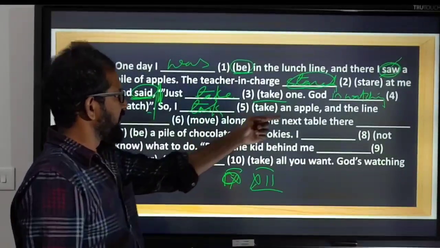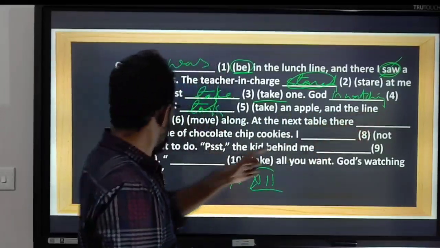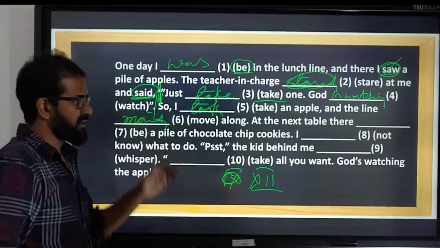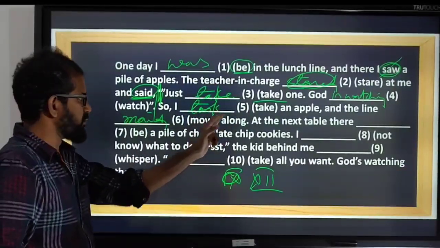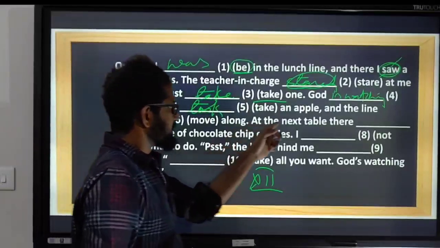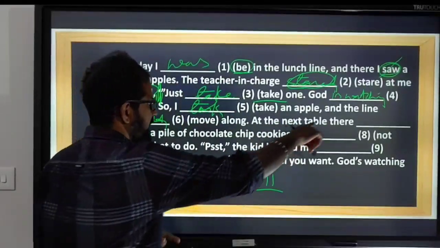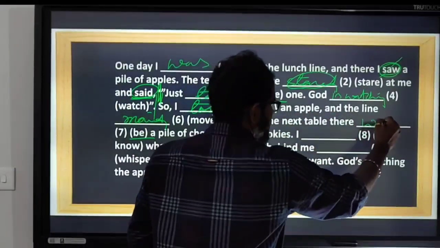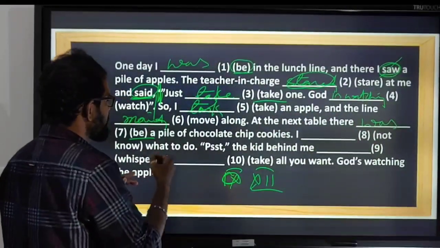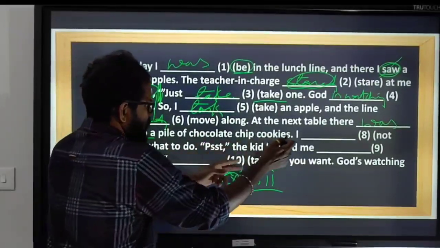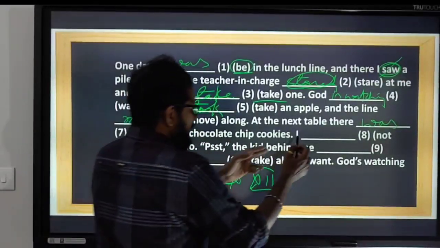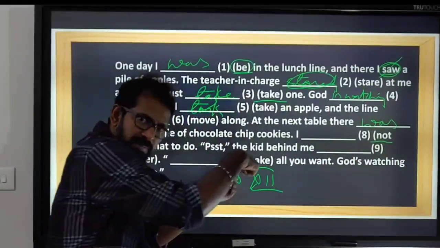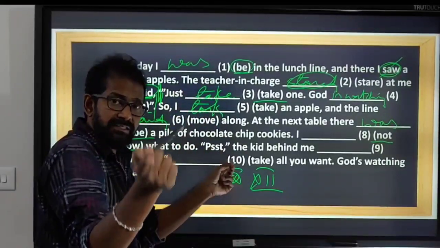So I took an apple and the line moved on. And the line moved along. At the next table, there, again be, we use past form. There was a pile of chocolate chip cookies. I did not know. So we are using a past tense. We need to make a negative sentence.